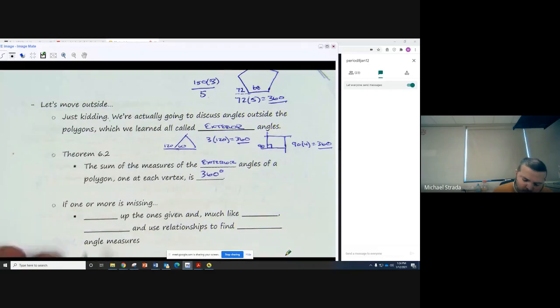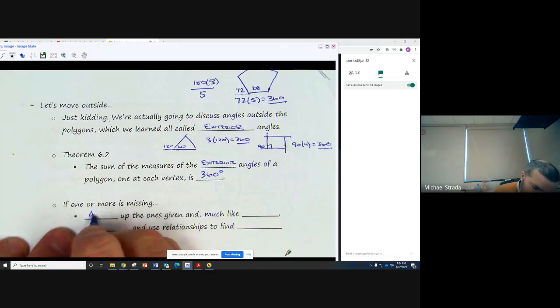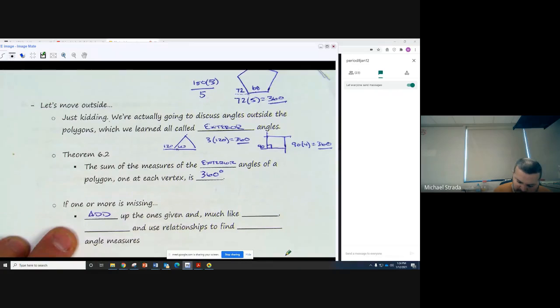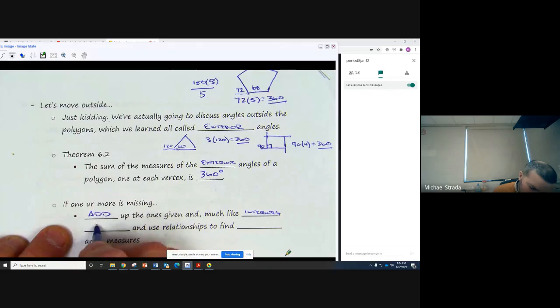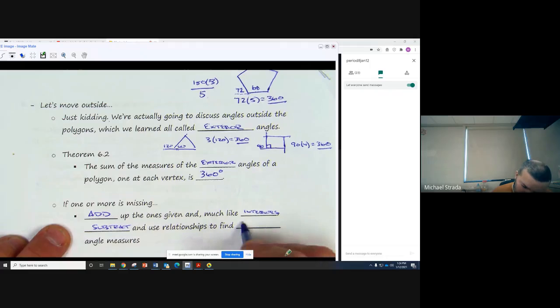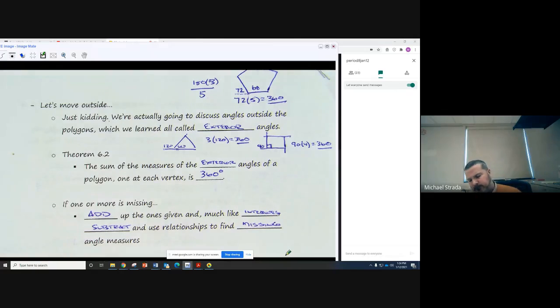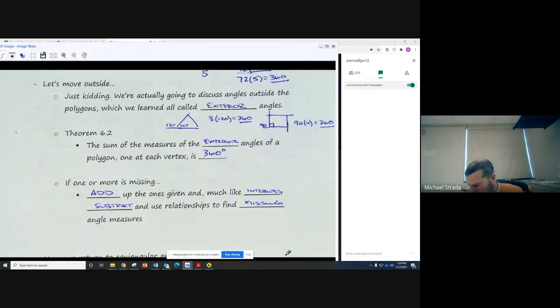If one or more is missing, add up the ones given, and much like interiors, subtract and use relationships to find missing angle measures. So that part of the process is going to be just like the interiors.